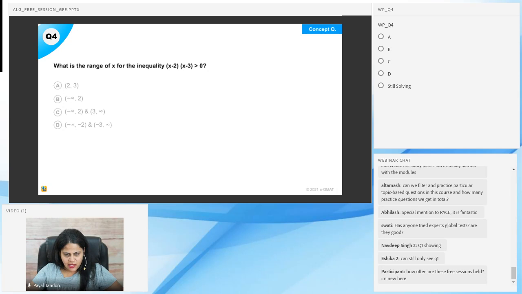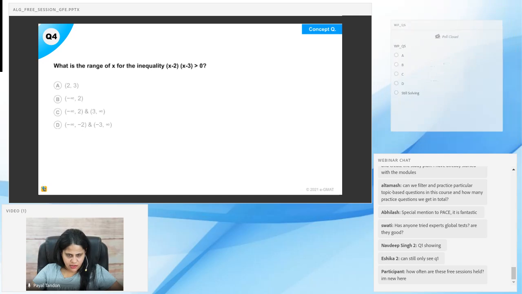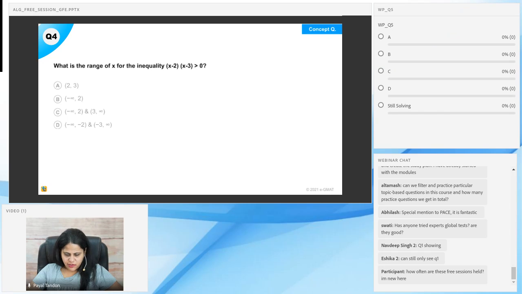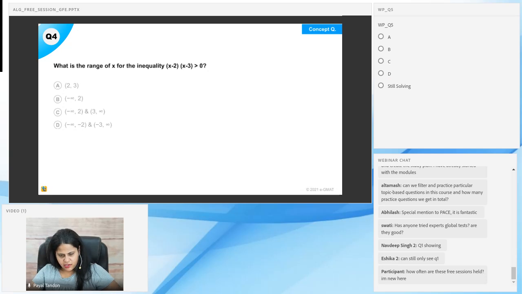Okay, last 10 seconds. Okay, I'm going to end the poll. And one more question, quadratic. Click on still solving, please. All right, here you go.